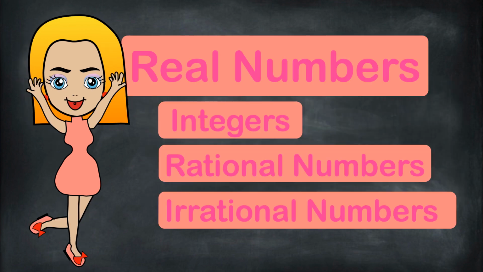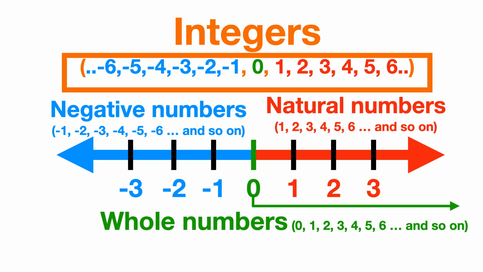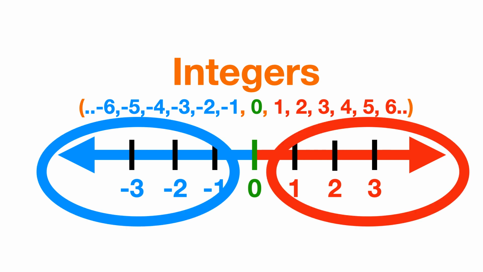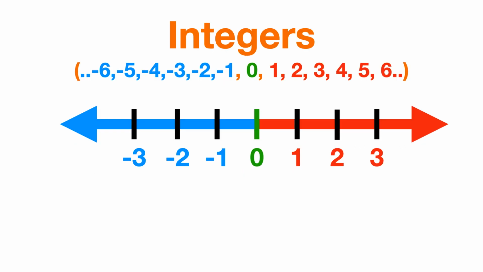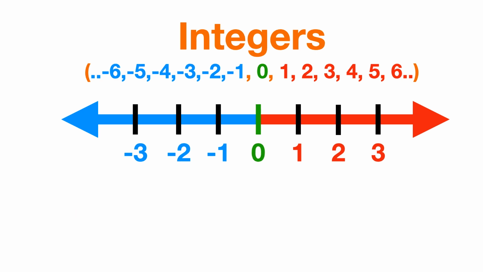Today we are going to learn about real numbers that include integers, rational numbers, and irrational numbers. Integers are whole valued positive or negative numbers or zero. Integers include negative numbers, positive numbers, and zero. A negative number is any number that is less than zero. The positive numbers are called natural numbers.